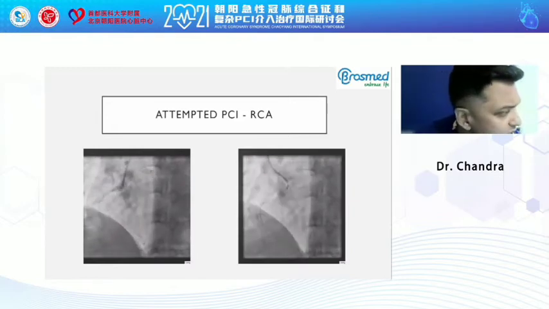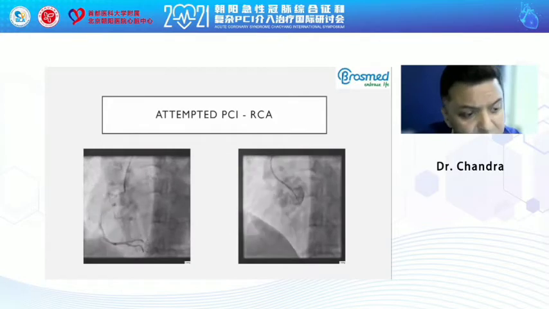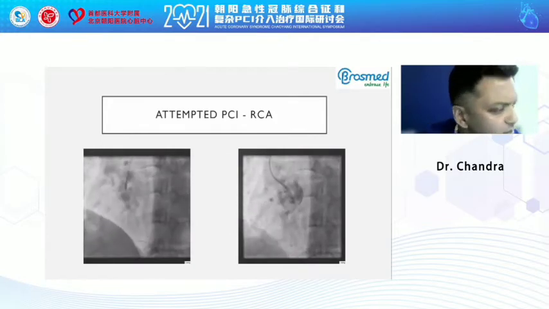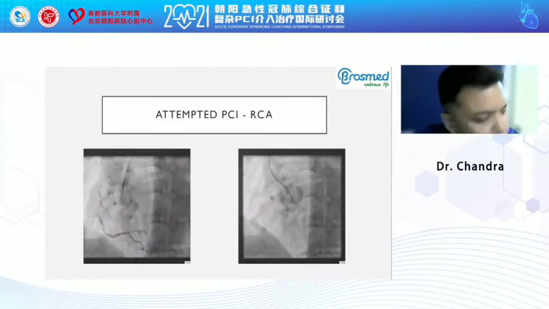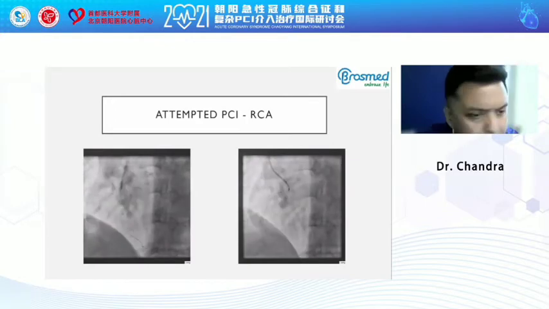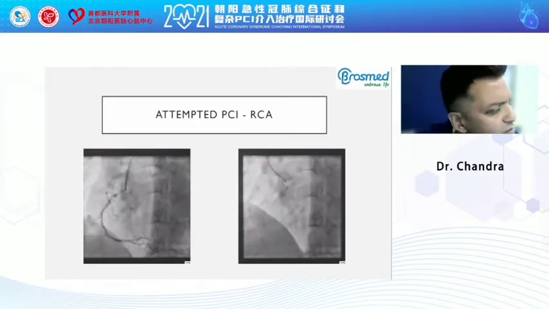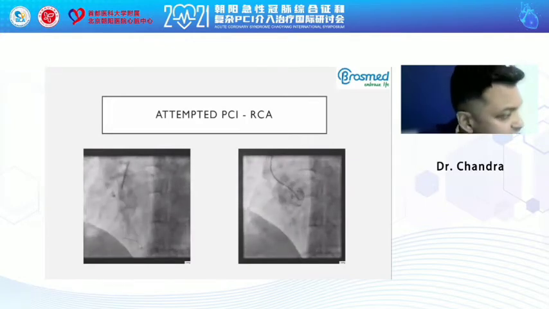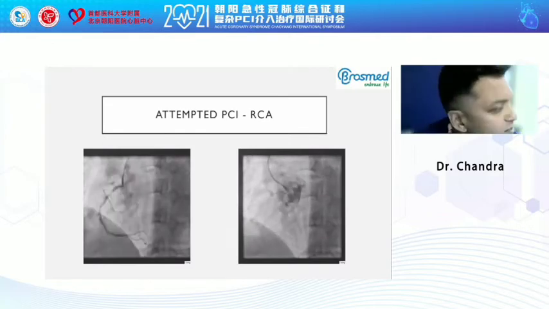But I must say the delivery of balloons was actually harder than anticipated. I tried a 1.0 balloon at this time with guideline support, but was unsuccessful. And you can see that ultimately we lost guide and wire position. But the patient was stable, so we stopped.